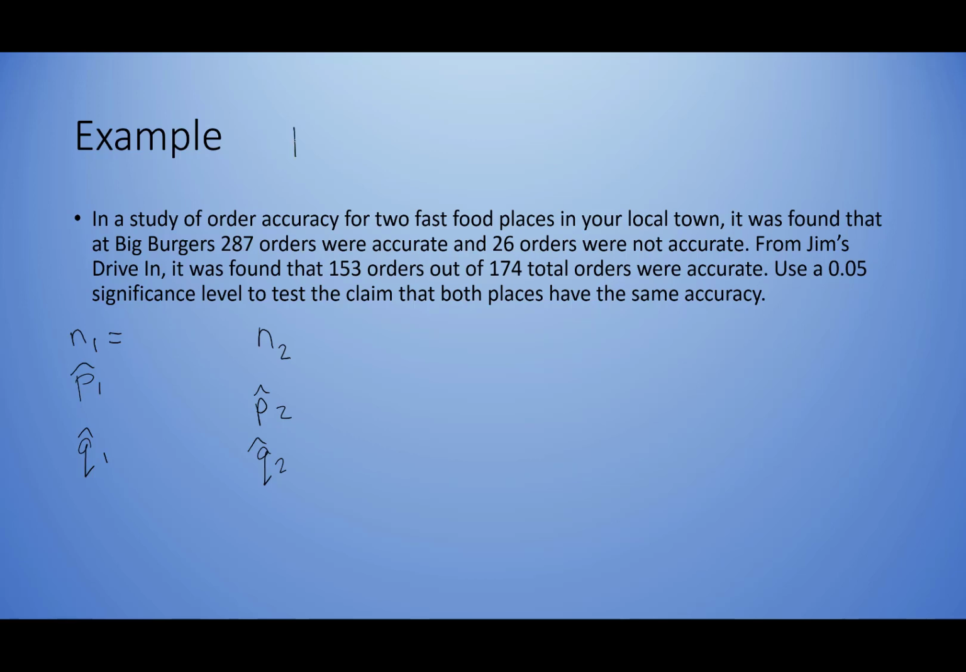I'm going to let Big Burgers be group 1, and then I am going to let Jim's Drive-In be group 2. It's really not important which one you call group 1 and group 2 as long as you're consistent throughout your entire problem. So for group 1, for Big Burgers, they had 287 orders accurate and 26 that were not accurate. So to get my sample size, I have to combine those two values together. And when I add them together, I get 313.